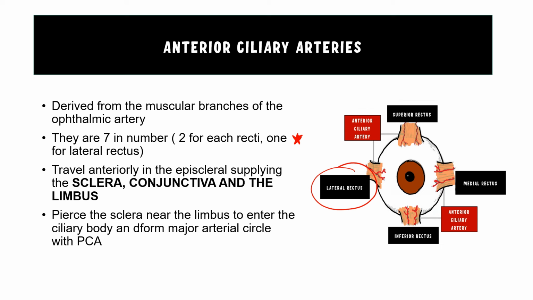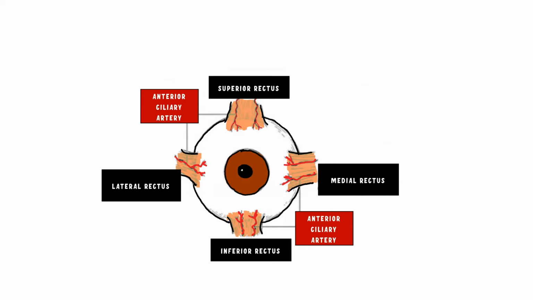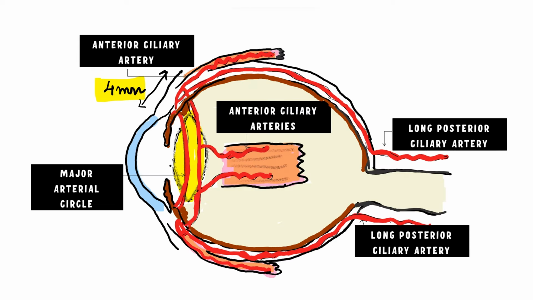Now, this anterior ciliary artery is important because apart from supplying the extraocular muscle, it also supplies your sclera, conjunctiva, and the limbal area. They basically pierce the sclera at a distance of about 4 millimeters from the limbus, and here they join the arteries coming from behind in the suprachoroidal space. What are those? They are the long posterior ciliary arteries. So the anterior ciliary artery and the long posterior ciliary artery join together at about 4 millimeters from the limbus.